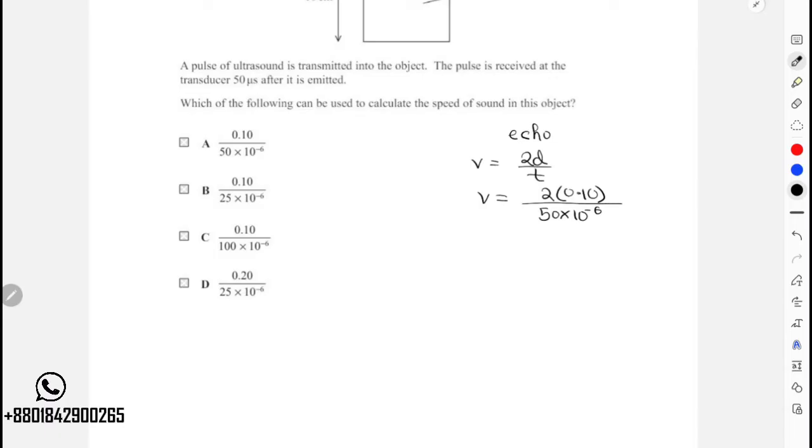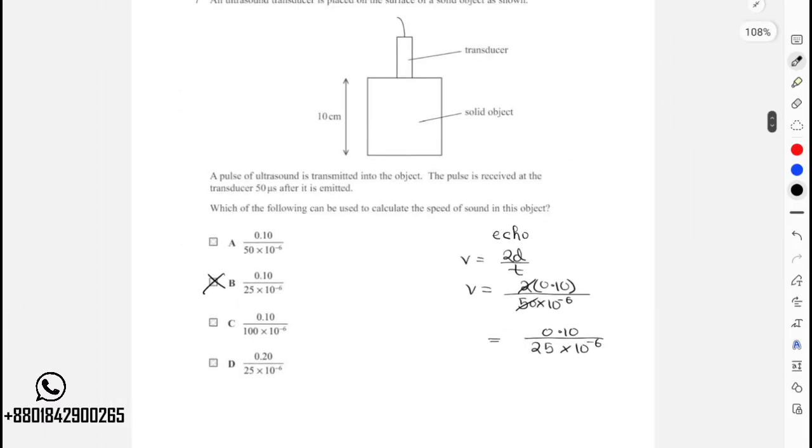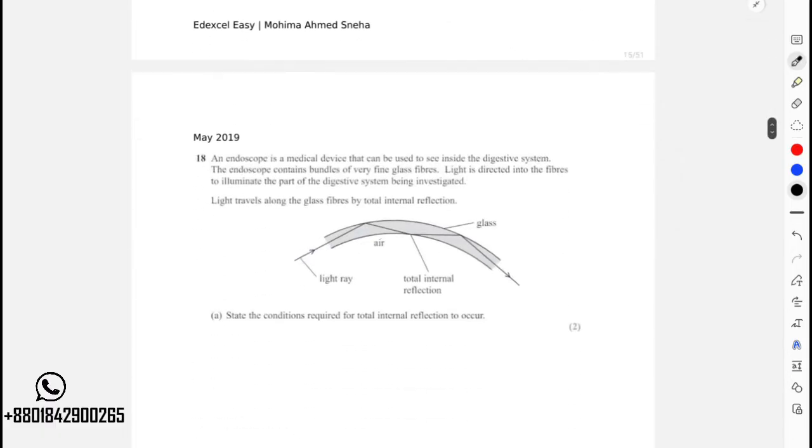In that case, I can simplify this, and that will be 0.10 divided by 25 into 10 to the power of minus 6. So option B is your correct answer then, right? Yeah, this is the final answer then, option B. I hope this was clear enough for all of you to understand. Let's quickly move on to your next theoretical question.